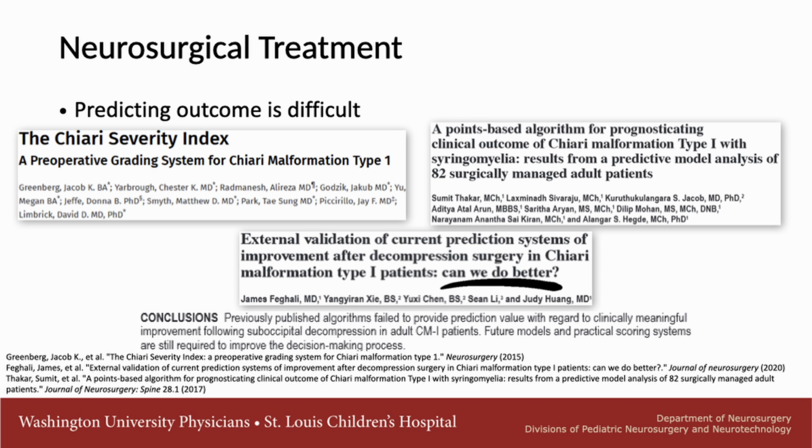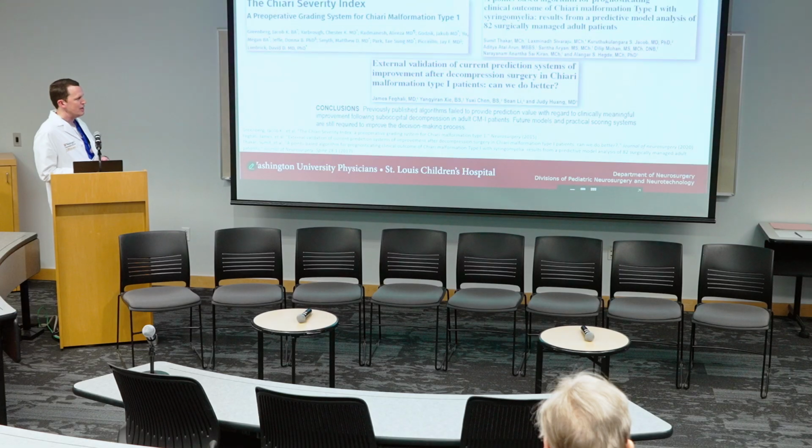One of the ways I like to think about this is I like to pick on Dr. Librick's study, the PRA Severity Index, as well as a couple of other studies from other institutions. In one of these studies, the conclusion was really interesting: previously published algorithms failed to provide a prediction value with regard to clinically meaningful improvement following suboccipital decompression in adult Chiari patients. Future models and practical scoring systems are still required to improve our decision-making process. That really speaks to where we are with Chiari malformations.